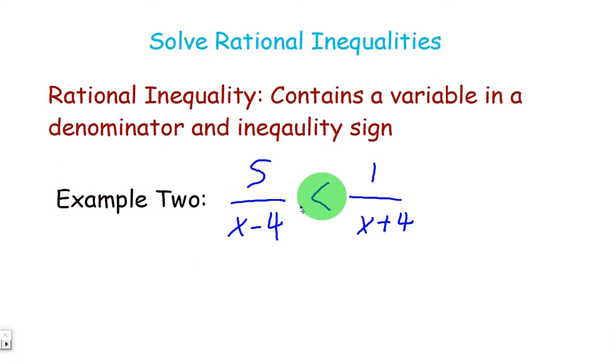Let's look at the second example of solving rational inequalities, meaning we have an inequality, in this case less than, and we have fractions with variables in the denominator. Example 2 is 5 over x minus 4 is less than 1 over x plus 4. So we want to know what values x could be in order to make this inequality true. Let's take a look.